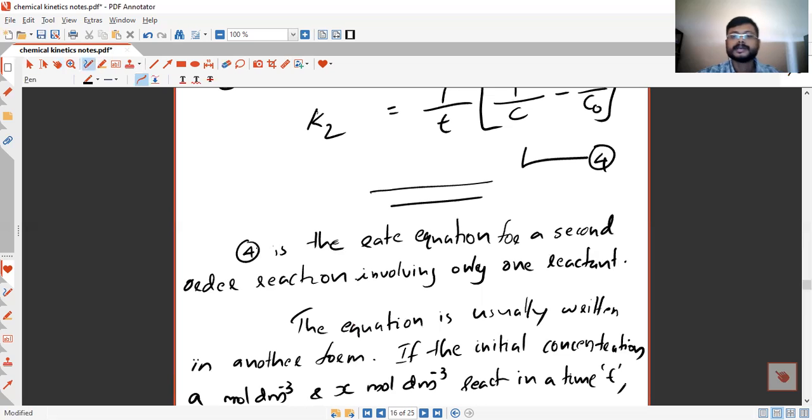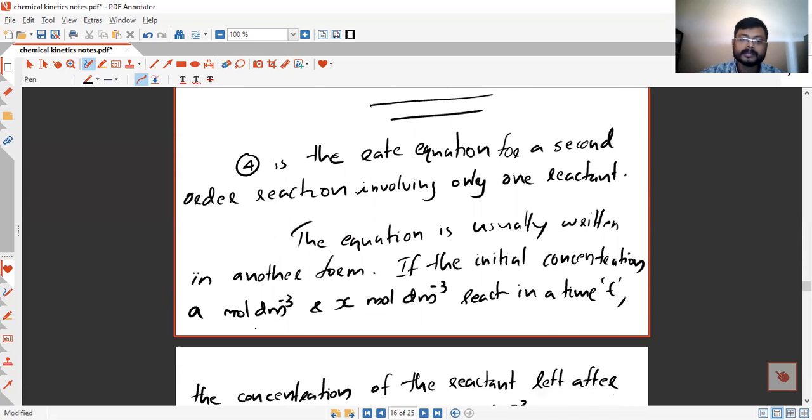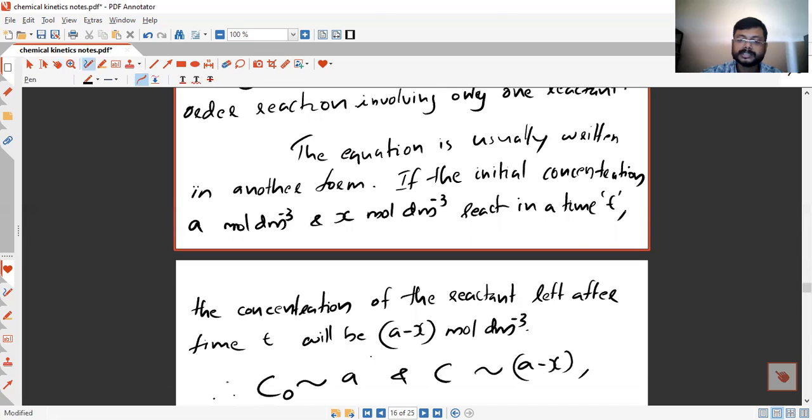Equation 4 is the rate equation for a second order reaction involving only one reactant. Then it can usually be written in another form, where A mole per decimeter cube is the initial concentration and X mole per decimeter cube reacts at a time t. After time t, X moles of the reactant undergo reaction, and the concentration at time t becomes A minus X.